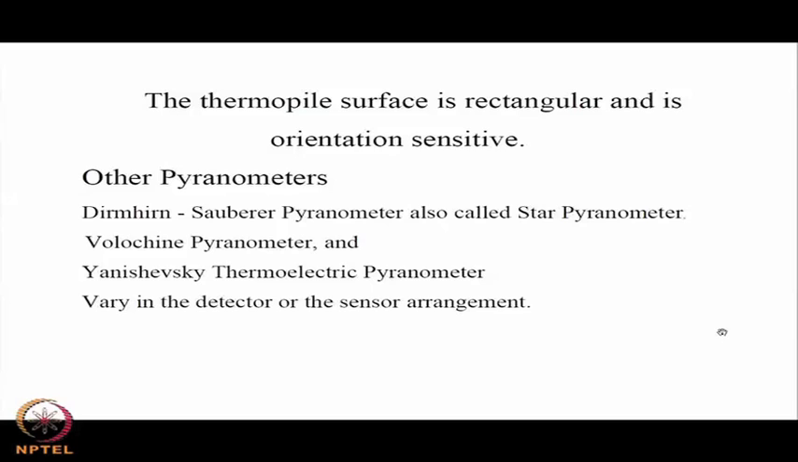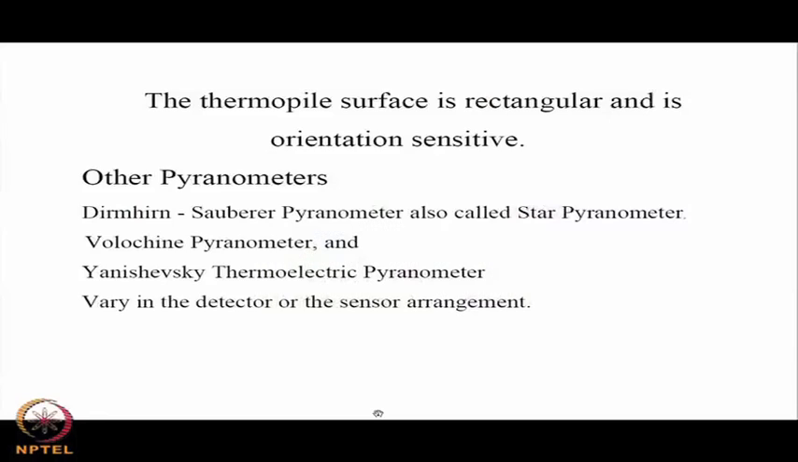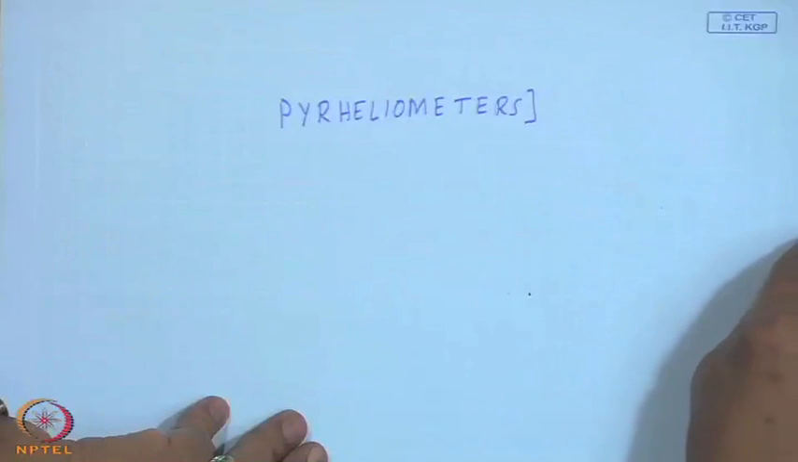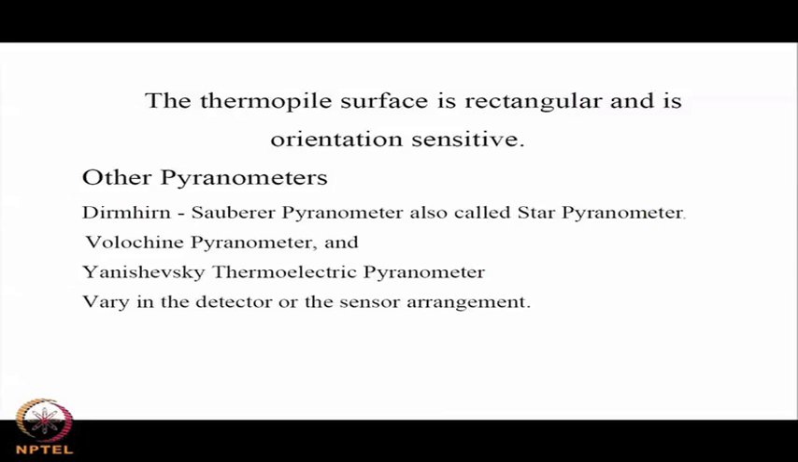Of course, the primary standards are at standard meteorological stations, where the accuracy recorded is expected to be higher. And you have a lot of names of pyranometers, and one can go through lots of websites which will give the description and the companies that produce them. One is the Dorno-Schauer pyranometer, also called the Star pyranometer or a Wollersheim pyranometer, and the Yanishevsky thermoelectric pyranometer, and they essentially vary in the detector or the sensor arrangement.